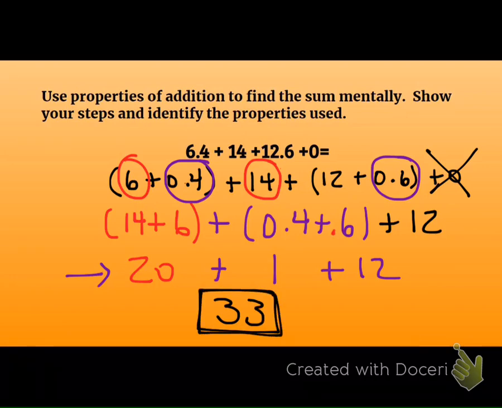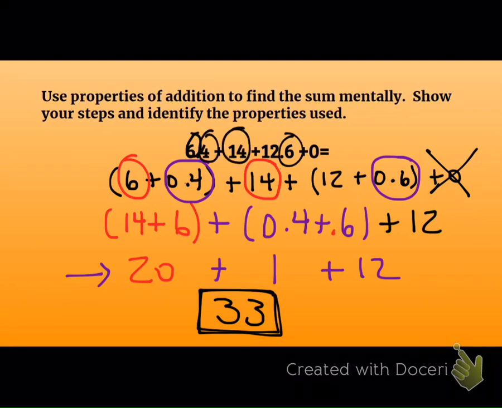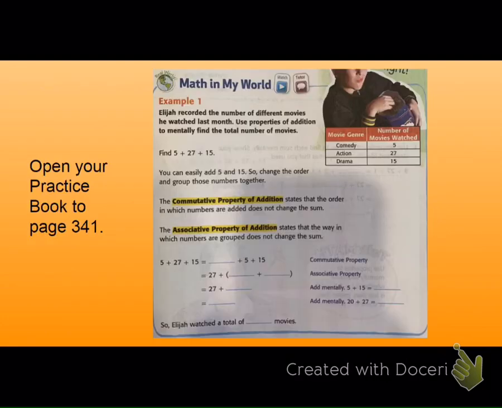Okay? So again, going through the process of looking at our numbers, identifying what we want to group together. Wanted to group this 6 and this 14 together. Wanted to group this 4/10 and this 6/10 together. Makes it easier when we are adding, using these properties as we go ahead. Commutative property and the associative property. So here we were breaking it apart, and here we were combining them, flipping them, and adding the easy, friendly numbers together. All right, go ahead and open up your practice book to page 341.